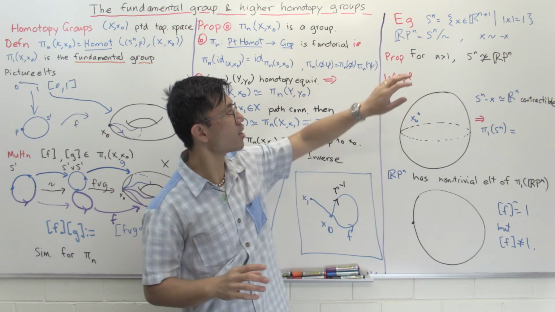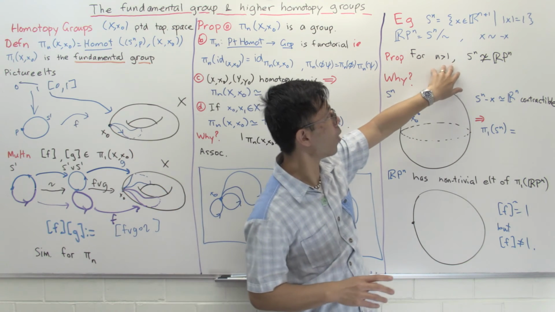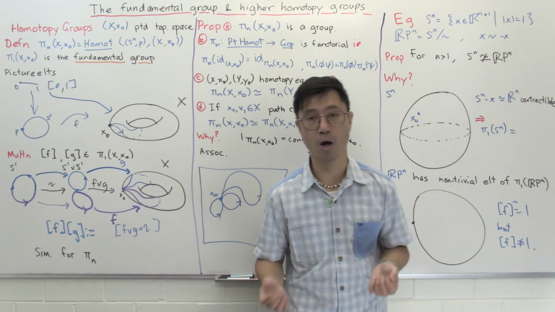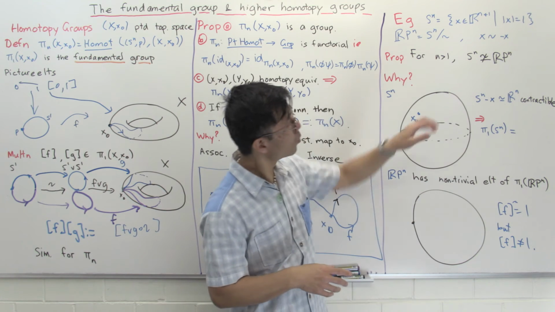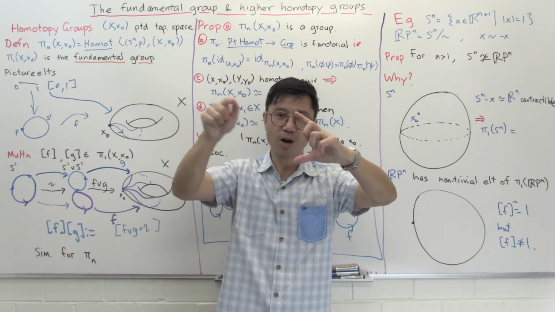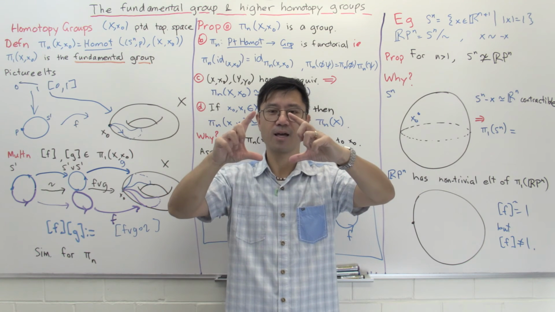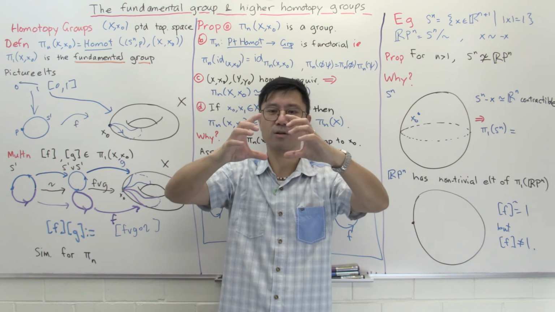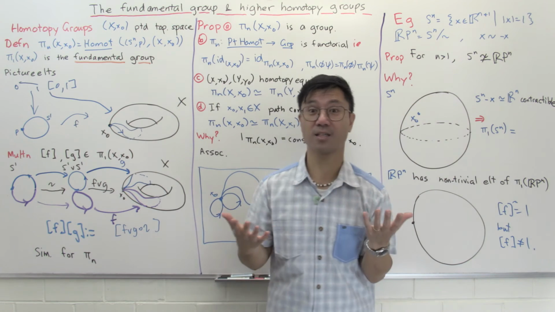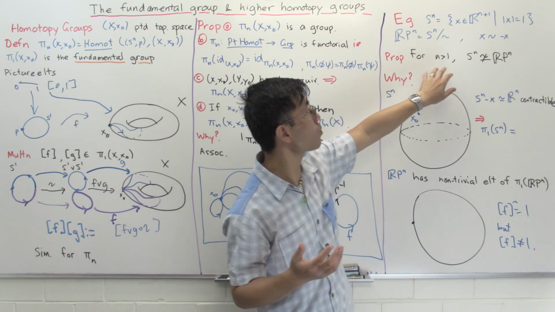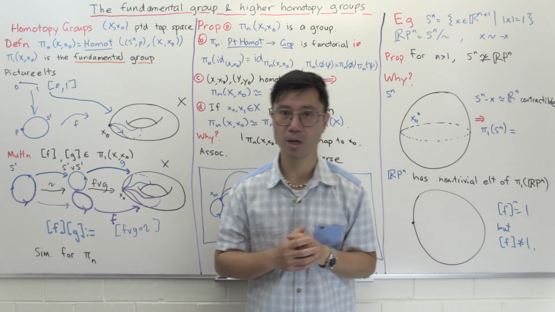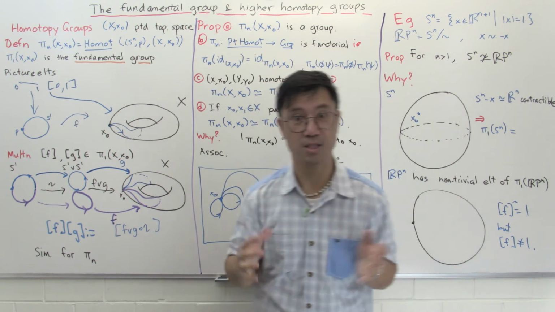And the wonderful proposition that we have here is that for n greater than 1, Sn and RPn are not homeomorphic. In fact, they're not even homotopy equivalent. What's interesting is that when n equals 1, you have a circle, and if you identify opposite points on the circle, you can map the two halves back onto itself to get a circle, and that tells you that RP1 is in fact homeomorphic to a circle. So for n equals 1, they are isomorphic, but as soon as n is greater than 1, they are not. And we'll use this fundamental group to show that this is indeed the case.